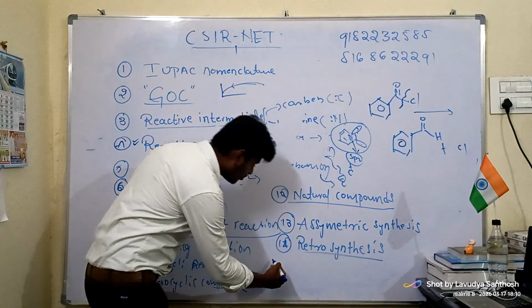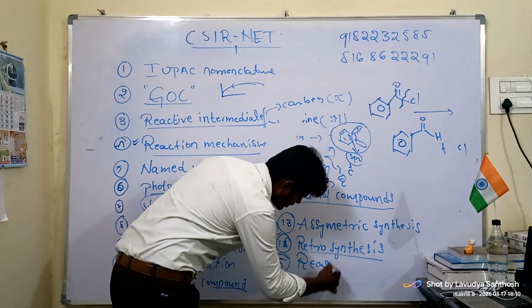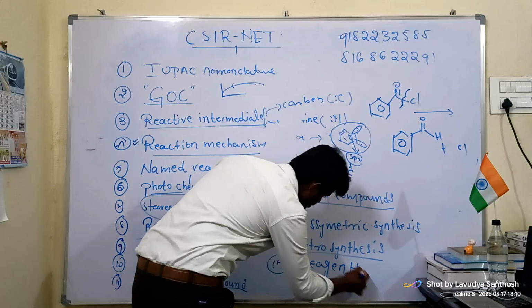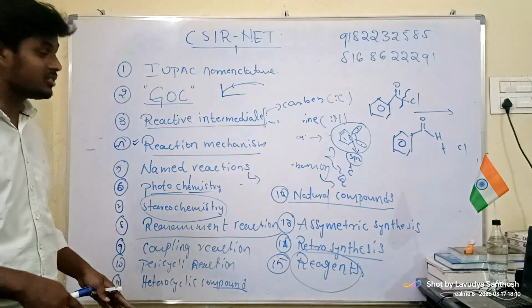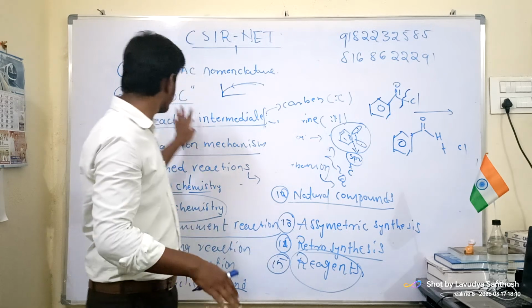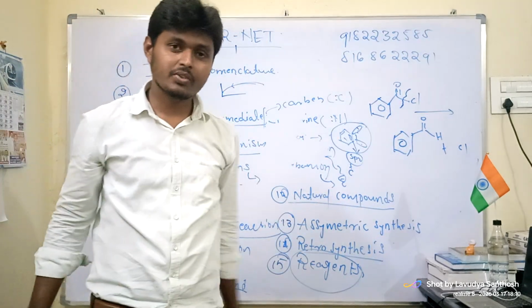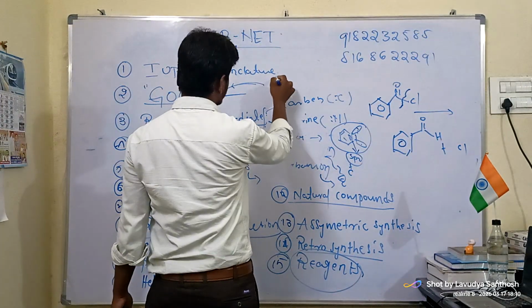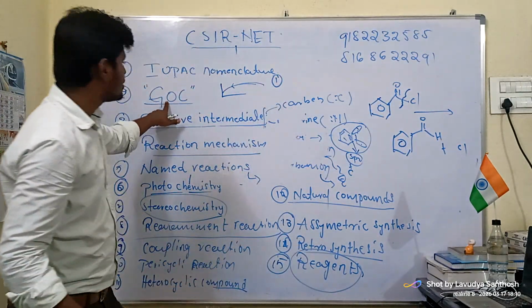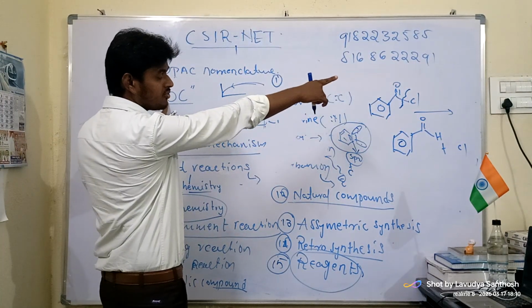I forgot, oh my God, reagents, 15. Reagents is very important. And if you perfectly know the GOC and reagents, your chemistry is completed. He will be giving in NET everything: GOC plus reagents, then product. You have to identify the product.